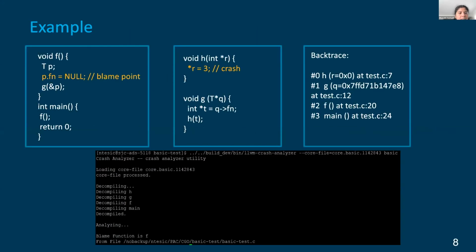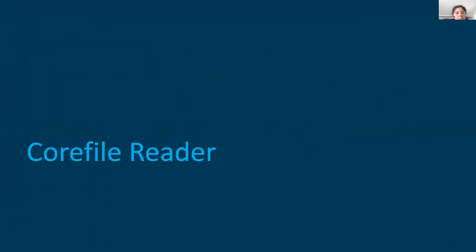So let's take a simple example. We have main that calls a function f, that calls function g, and that calls function h, and then the program crashes inside of h. So the output we aim to report is the name of the function f that is likely to set up this invalid pointer that is causing the crash. Let us now look at the various modules involved, and Djordje will get started with the Corefile Reader.